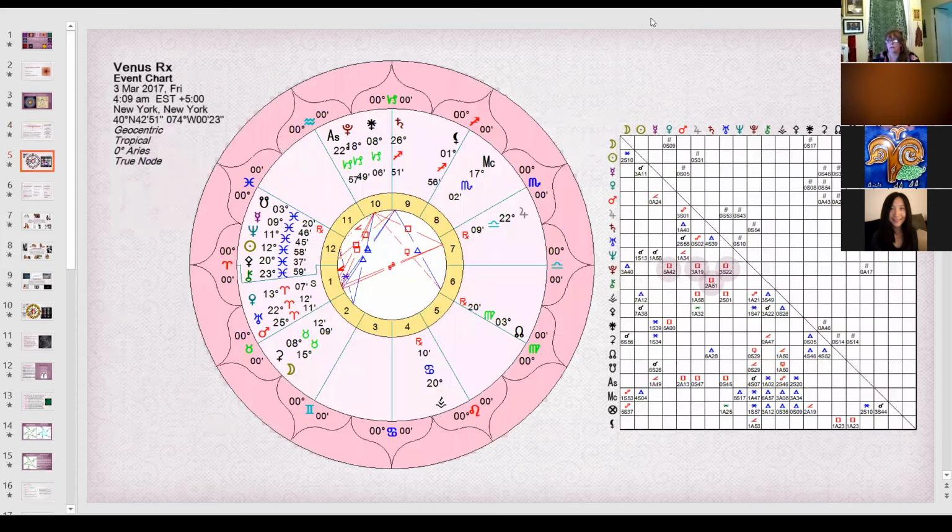Here's the chart for the Venus RX when it went RX on the 4th of March, 2017. And just drawing your attention to a few of the aspects in the aspect grid. Pluto is squaring Venus. Pluto is squaring Jupiter and Uranus. And Saturn is squaring Chiron. So we may as well bring them all with us into this cycle.